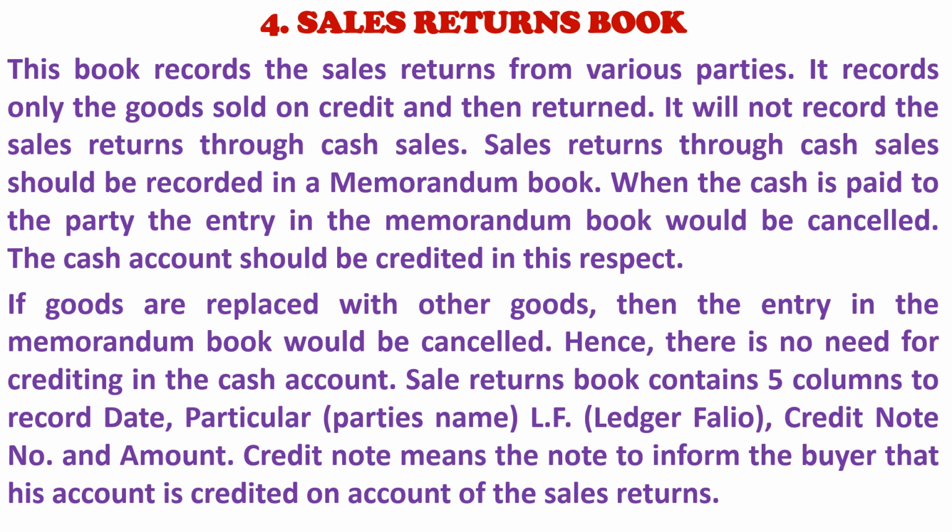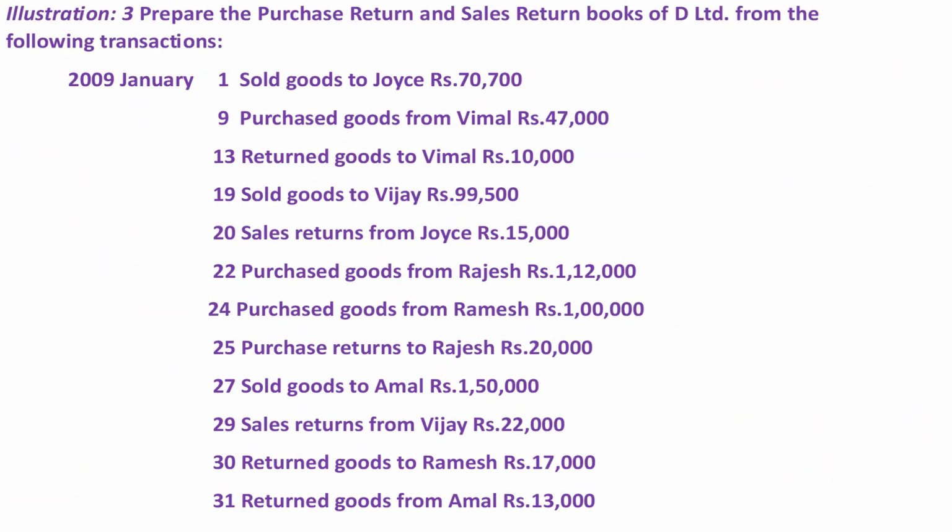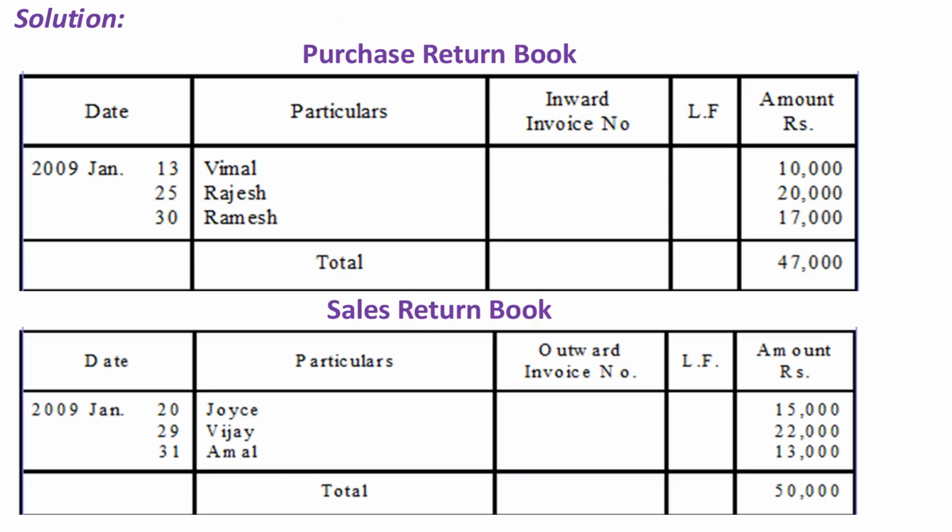Sales returns book contains 5 columns to record date, particulars, party's name, LF (ledger folio), credit note number and amount. Credit note means the note to inform the buyer that his account is credited on account of the sales returns. Illustration 3. Prepare the purchase return and sales return books of D Limited from the following transactions. Purchase return book and sales return books are presented here.